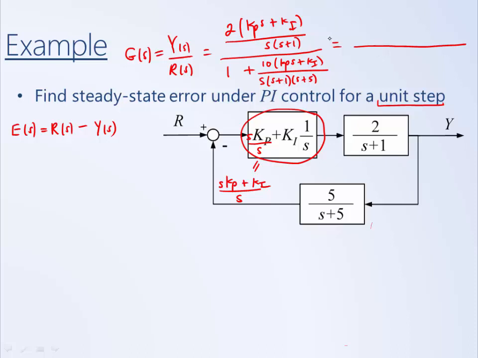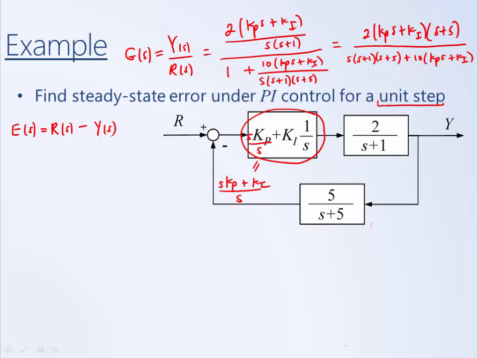When we multiply that through the numerator, the S will cancel, the S plus 1 will cancel. We'll be left with 2 times the quantity Kps plus Ki and S plus 5. When we multiply through the denominator, this quantity will multiply 1. And then when we multiply this term, the quantity will cancel that denominator and we'll just be left with 10 times Kps plus Ki. So this is our closed loop transfer function.